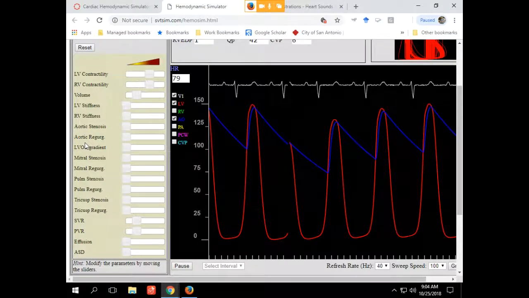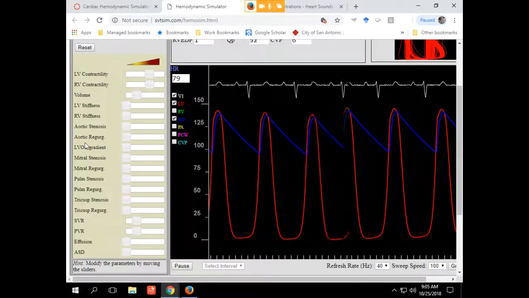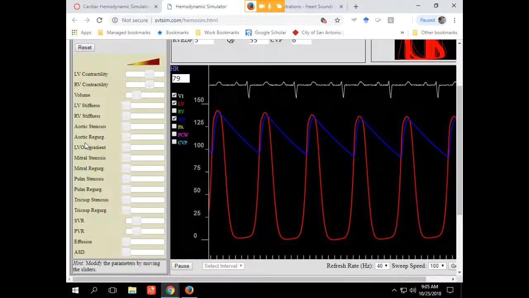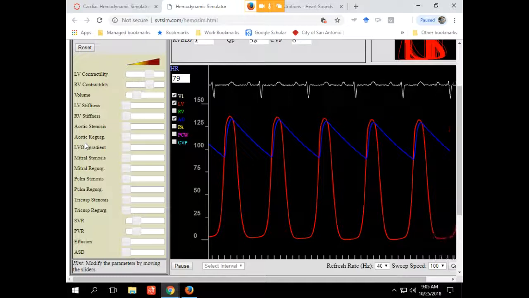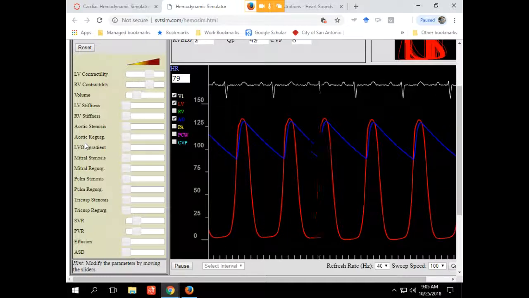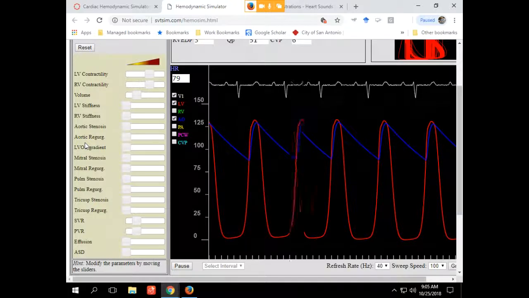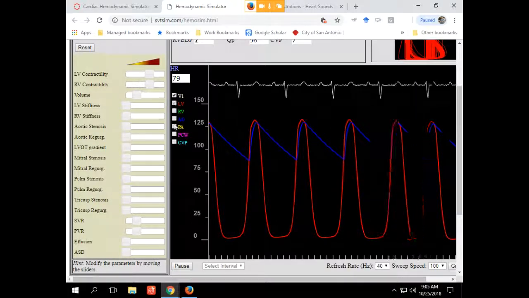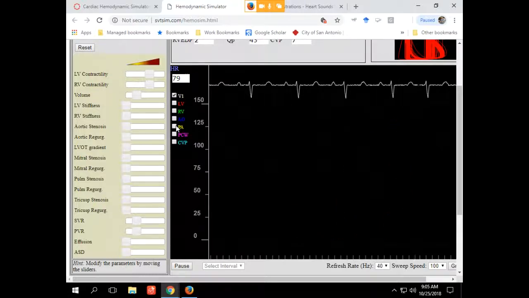All right, let's look at something else. Which valve do we want to look at? Pulmonary valve, mitral valve. We haven't done pulmonary, so let's go look at pulmonary, on the right side of the heart. So for the pulmonary valve, which two pressures do we need?